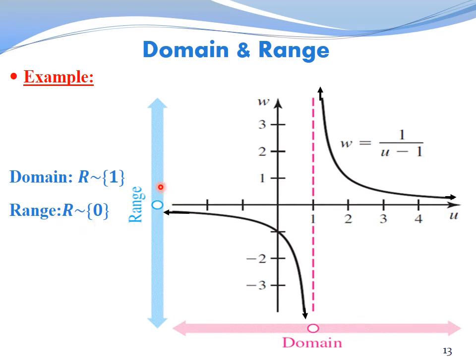That's why we'll find an open circle here and an open circle here, denoting that 1 can never be in this domain, in the domain of this function, and 0 here corresponding to this value can never be a value in the range or an output value for this function.